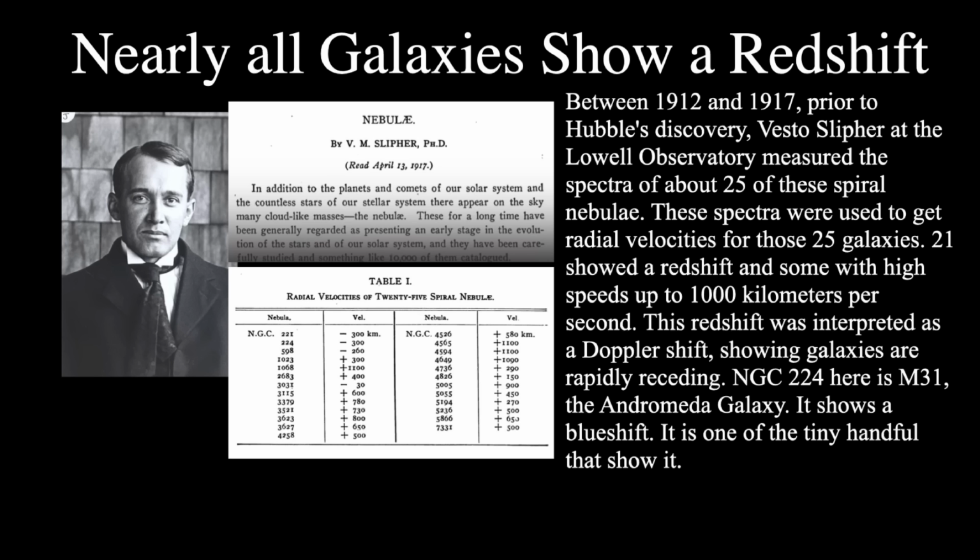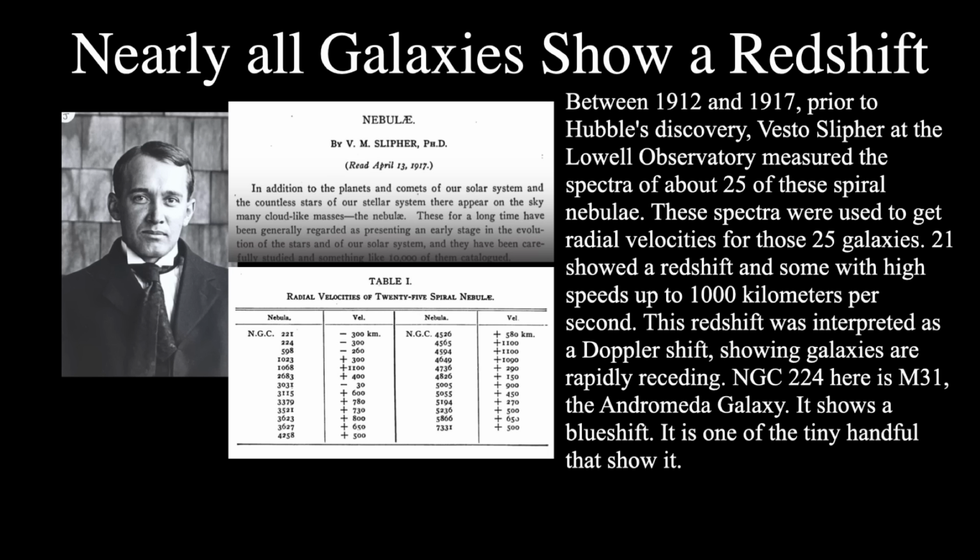And there you can see the various nebulae that he looked at, and there were 10 that are close by. Of the 25 spiral nebulae, and he called them spiral nebulae at the time, not galaxies, because they were nebulous clouds in his imagery, and they looked spiral-like. Of these 25, 21 showed a redshift, with some with high speeds, as you can see from this graph, up to 1,000 kilometers per second. And that's huge. The redshift was interpreted by him as a Doppler shift.